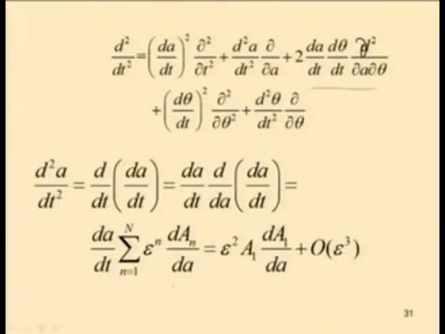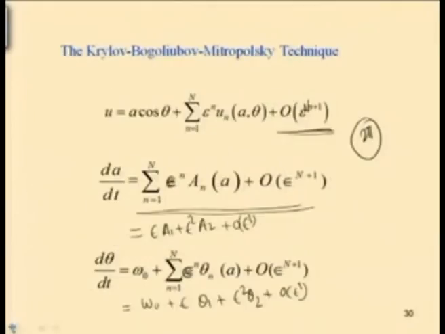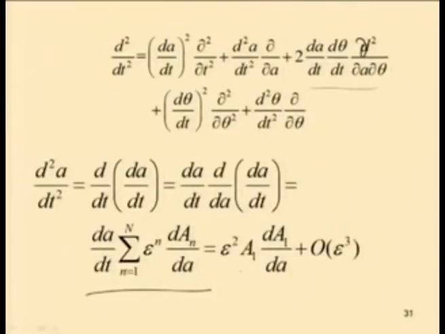So, one can put n equal to 1. So, one can write this dAn by dA. Already dA by dt is written in this form, that is epsilon A1 plus epsilon square A2, in this form. Now differentiating that, one can write this will be epsilon square A1 into dA1 by dA plus order of epsilon cube.